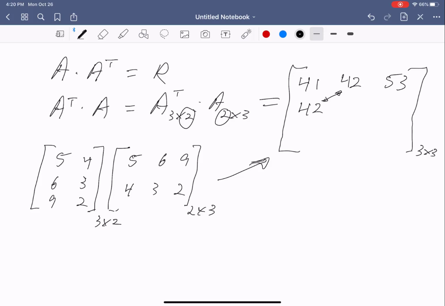Then we multiply 6 times 6 is 36, 3 times 3 is 9, 36 and 9 is 45. Then we multiply that 6 by 9, and that gives us 54. 3 times 2 is 6, and we get 60. And we can continue doing that, and we end up with 53 here, 60 here, and 109. And not surprisingly, this is a symmetric matrix.